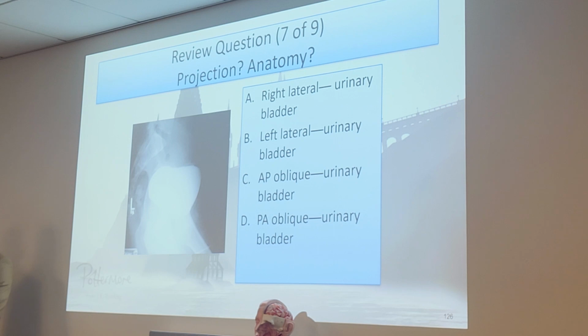What is this? That's B. So here, it's definitely, obviously a lateral. But how do we know it's a left lateral? Markers. The markers in the image. Seems like common sense, but people overlook this stuff way too much.